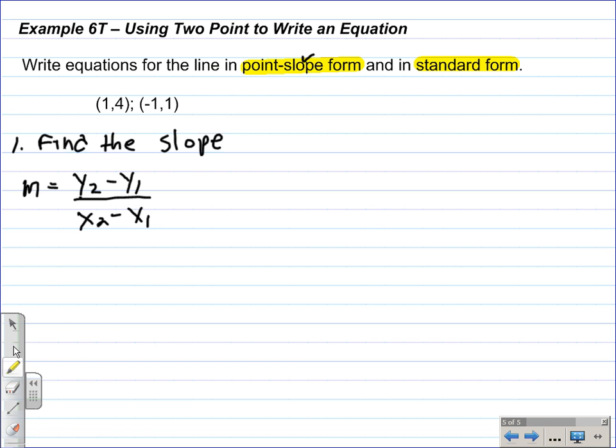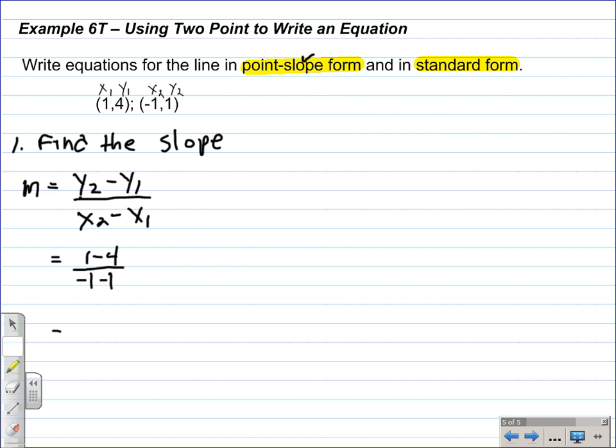As I've done in the past, and I'll do here, I'll label these points x sub 1, y sub 1, x sub 2, y sub 2. That makes substituting into the formula much easier. So the y sub 2 minus the y sub 1, or in this case 1 minus 4, over x sub 2 minus x sub 1, which in this case is negative 1 minus 1.